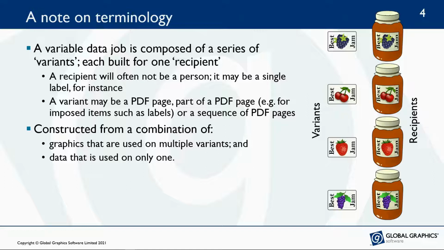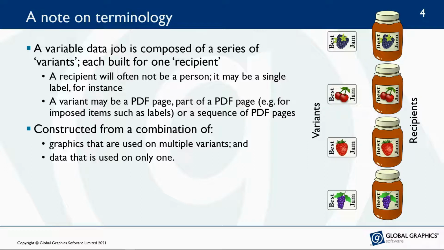For the purpose of this video, I'm also going to tighten up the definition of variable data a bit further, to say that a variable data job is constructed from a combination of some graphics that are used in multiple variants and other graphics and or data that is only used for one. In other words, a job where every recipient gets something unique, but where processing can be optimized by caching and reuse.